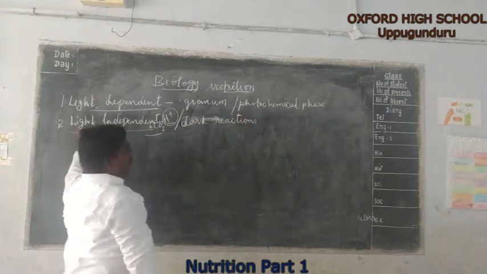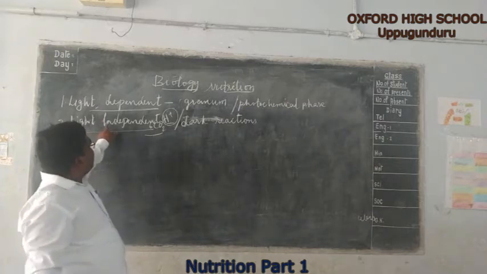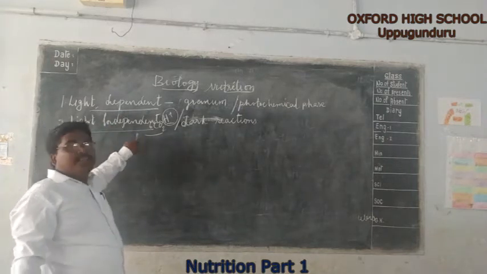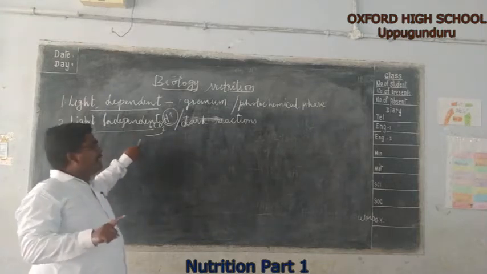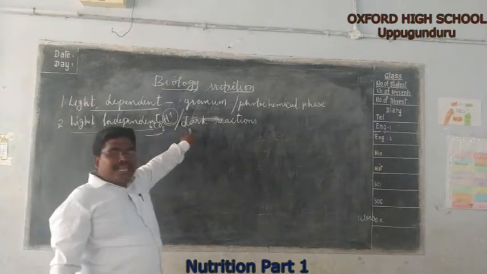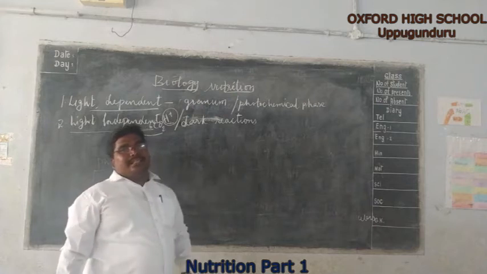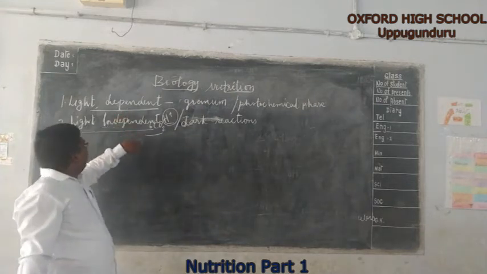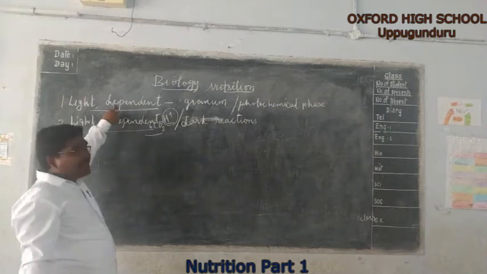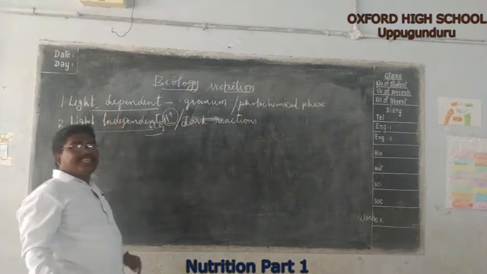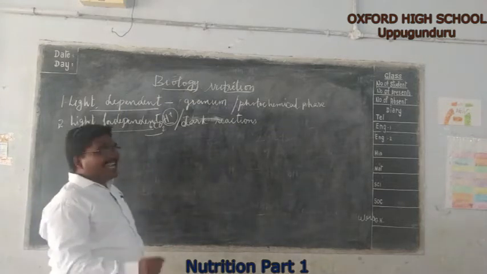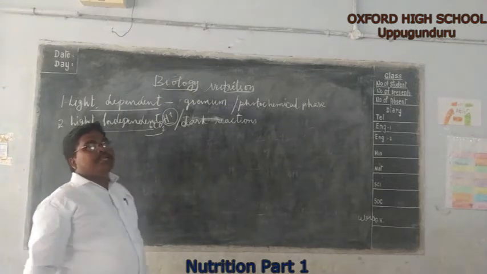So I am explaining the second mechanism of photosynthesis, the second phase, light independent reactions. These reactions do not require the light, hence they are also called dark reactions. The time gap between the light dependent reactions and the light independent reactions is even less than 1,000th of a second.